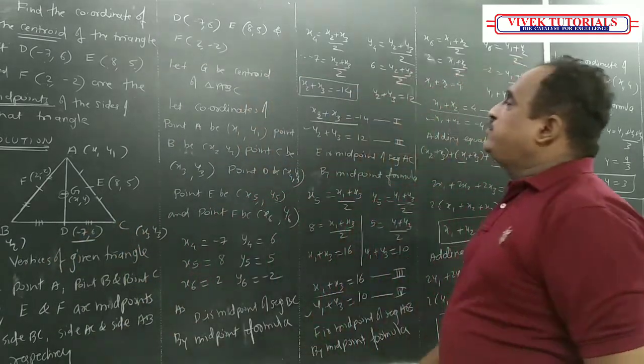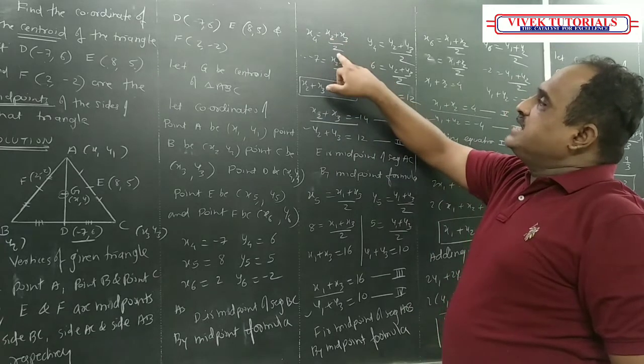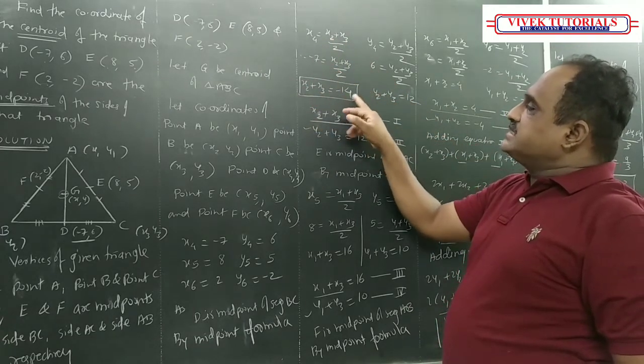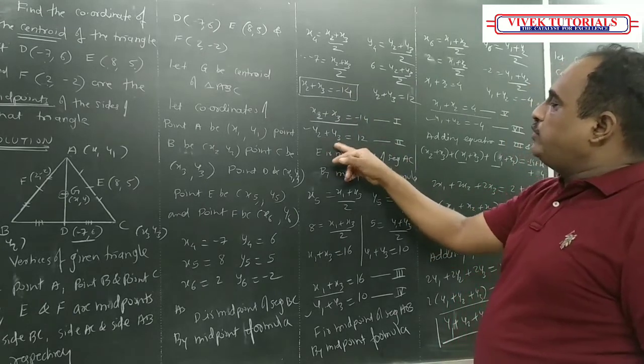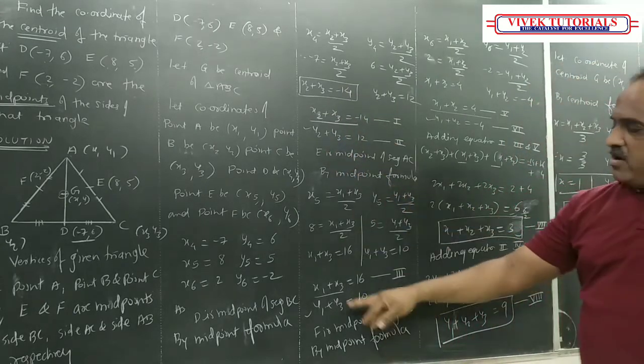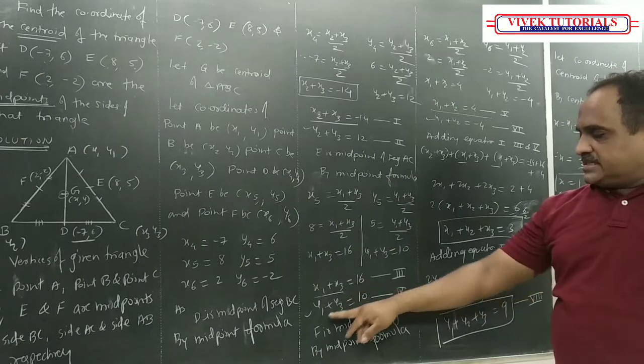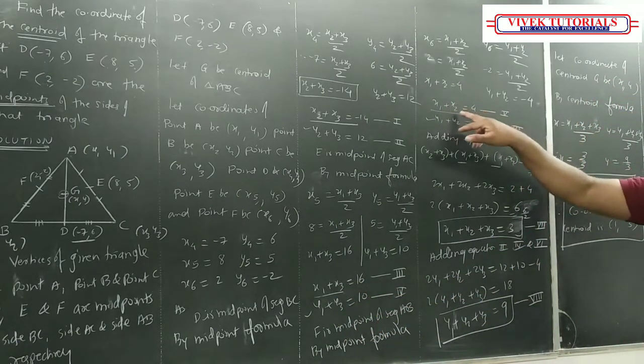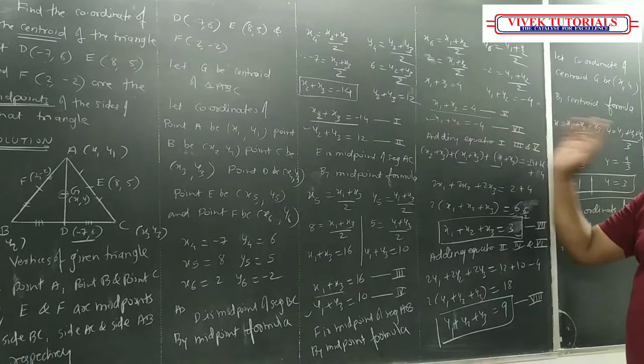So x4 is what? x2 plus x3 upon 2, and in place of x4 we write -7. We got x2 plus x3 is equal to -14, y2 plus y3 is 12. Same way we got x1 plus x3 is 16, y1 plus y3 is 10, and x1 plus x2 is 4 and y1 plus y2 is -4.